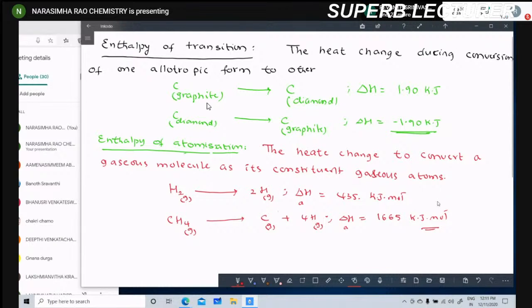Right. Clear. This is also very related with bond enthalpy or bond dissociation enthalpy. How to check in this one?